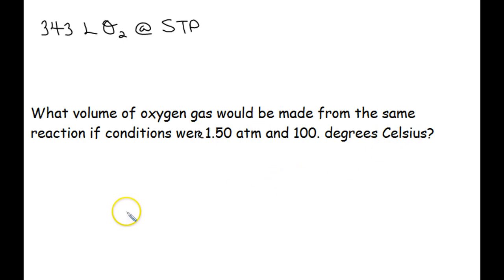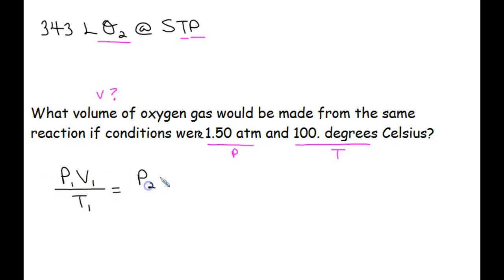Okay, we want to think smarter, not harder. We have pressure, temperature, looking for volume. Now, don't we have pressure, temperature, and volume for initial conditions? We are going to use the combined gas law: P1 V1 over T1 equals P2 V2 over T2.